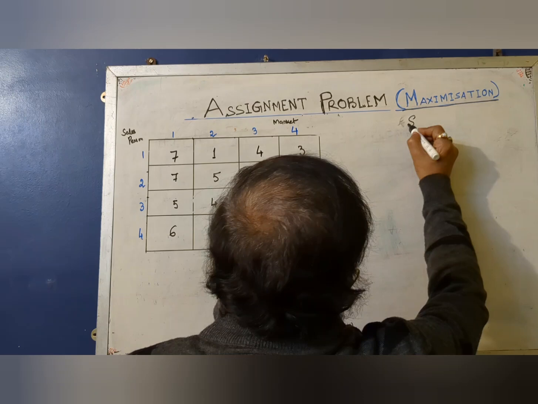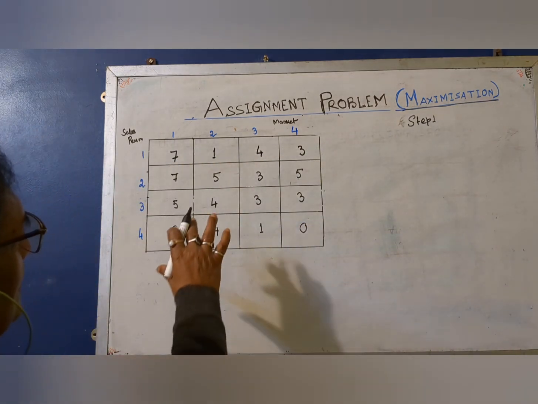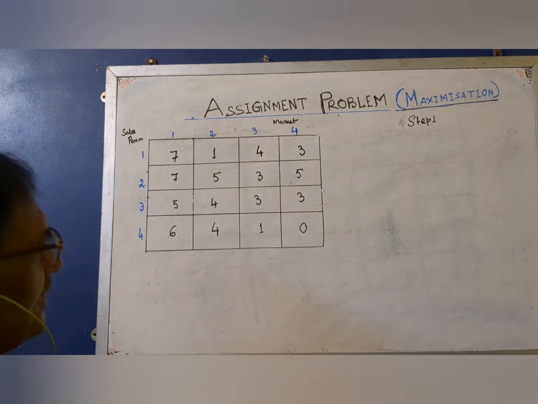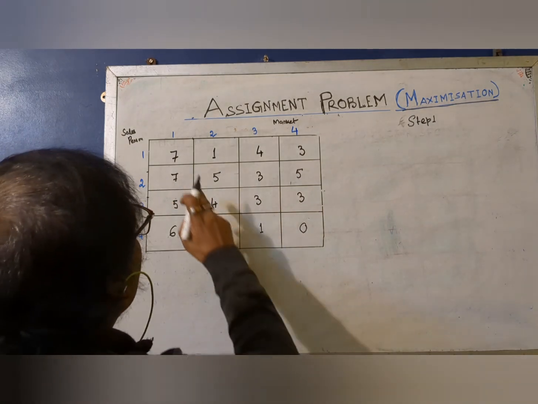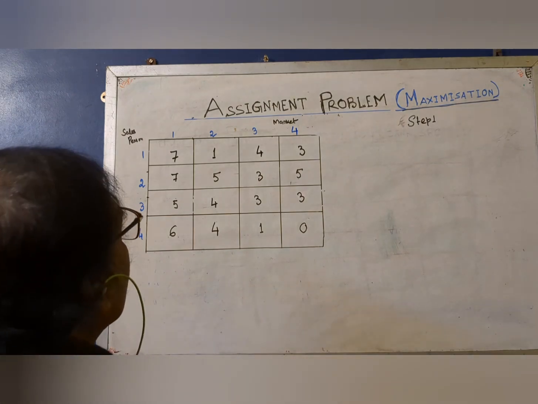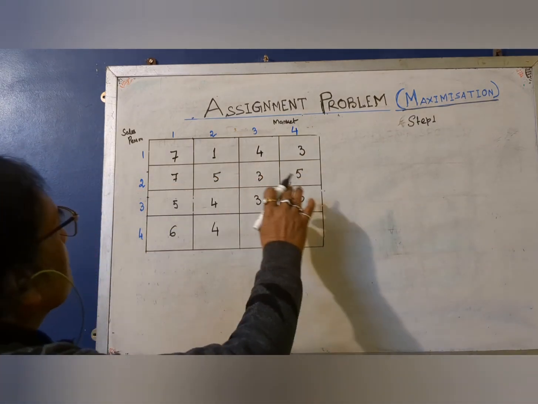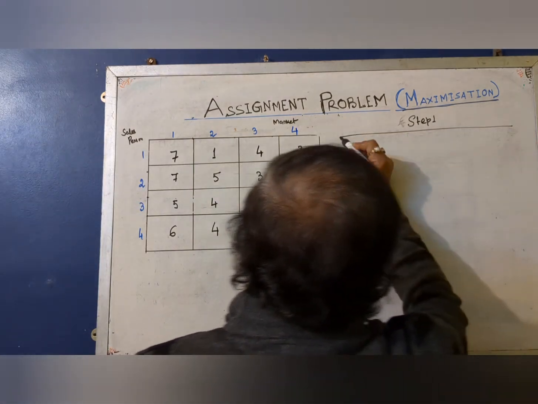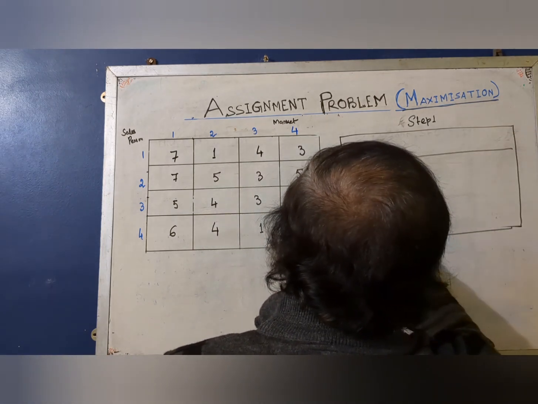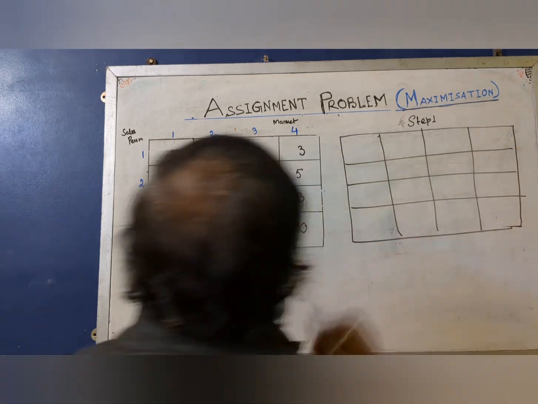Now step 1. What is step 1? Again I can solve on the same matrix, but it is better that you do it in a separate matrix. For each row, you find the minimum value element, the lowest element, and subtract that element from all other elements. Okay, it is better I do it in a separate matrix. How do we do it? Step 1. Okay, rows 1, 2, 3, and 4, columns 1, 2, 3, and 4.